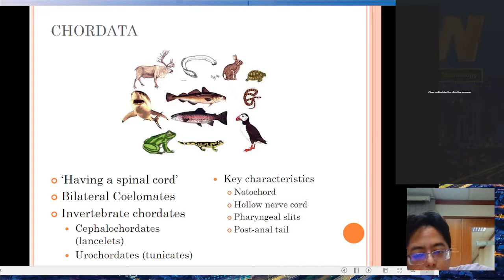So it's like a very long nerve that goes from the head to the tail, but they haven't evolved to have bones yet. So the key characteristics are the notochord, hollow nerve cord, pharyngeal slits, and post-anal tail.